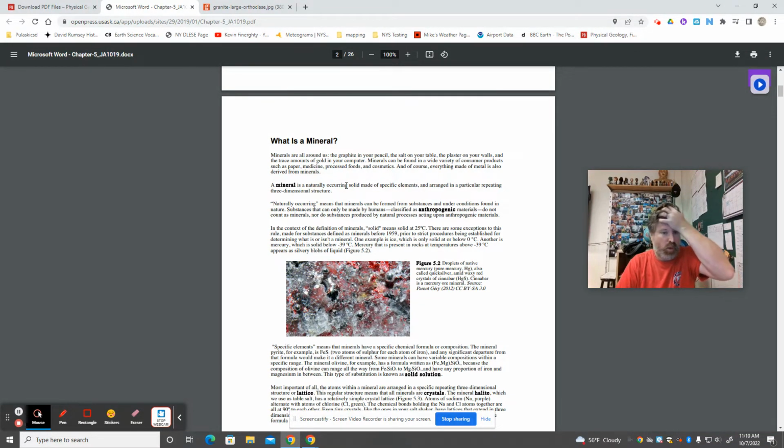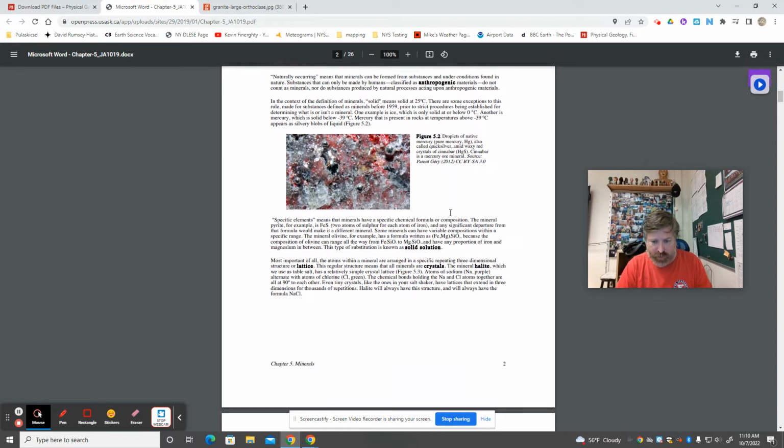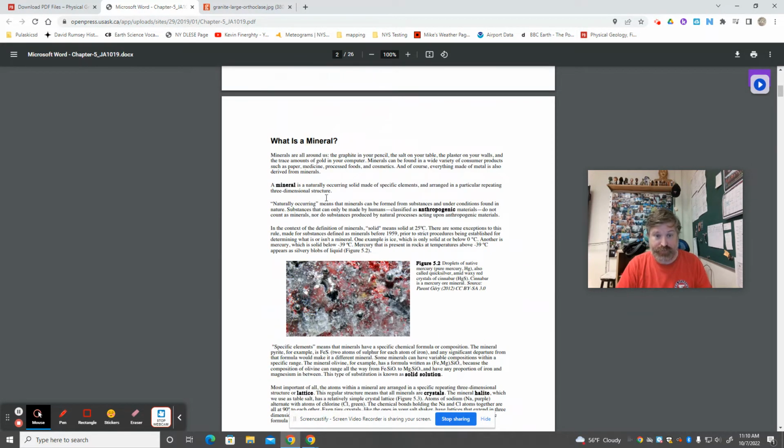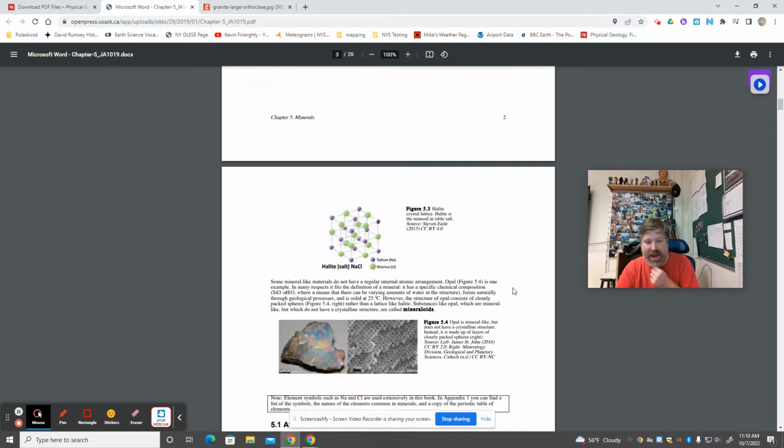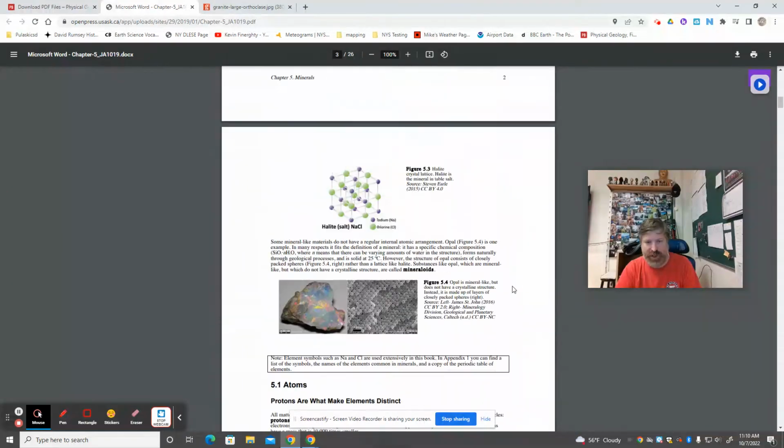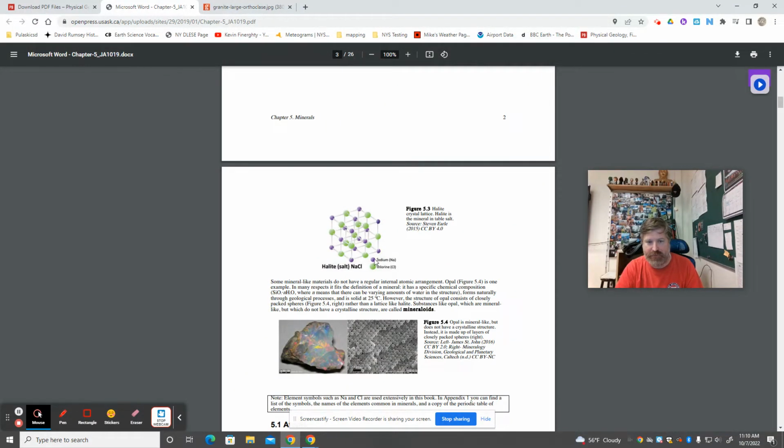So what is a mineral? The definition I always use is a naturally occurring inorganic solid. Your textbook skips the inorganic part, but mentions here that it can't be made by humans. It really can't be made by any life processes. It's made of specific elements and arranged in a particular repeating three-dimensional structure. That's pretty much the way I would say it. Again, we won't worry about the chemistry specifically, but you've got to have some sort of crystal lattice for it to count.